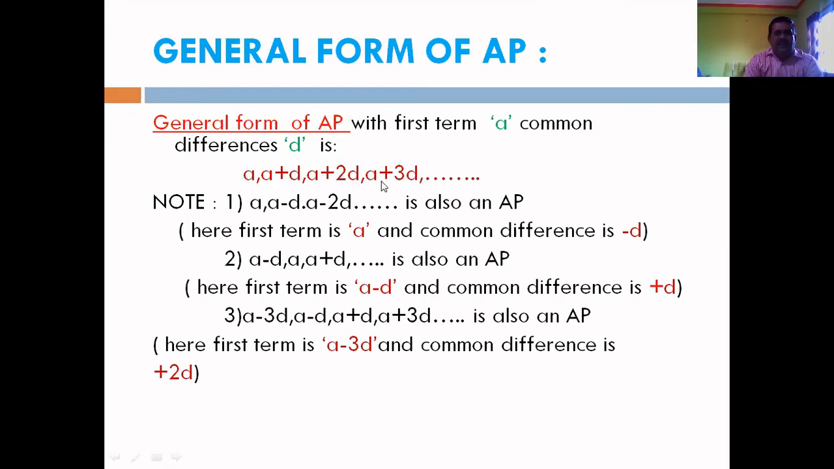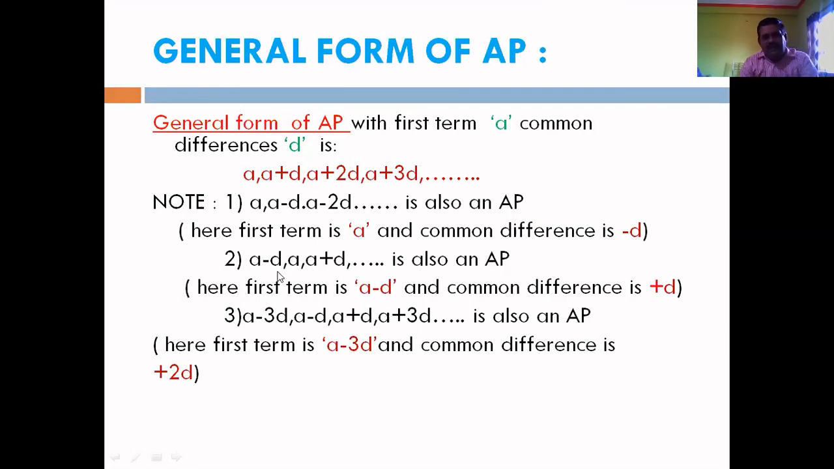So it is a general form of AP with small letter a as the first term and the common difference small d. We can also have some AP in the form a, a minus d, a minus 2d, and so on. Here the first term is small a and the common difference is minus d.